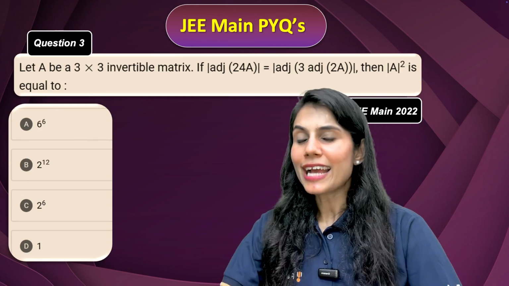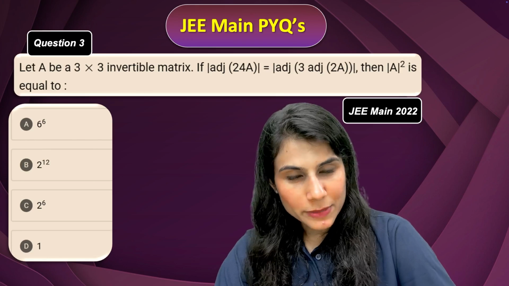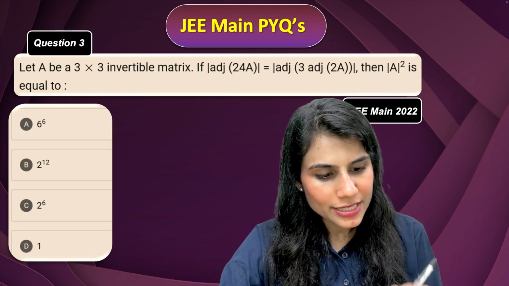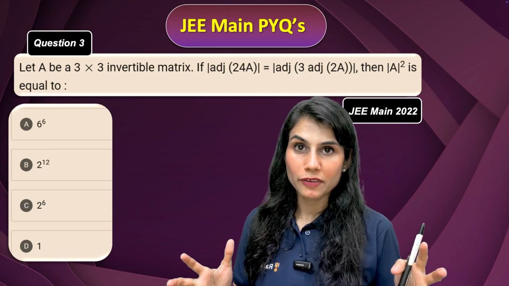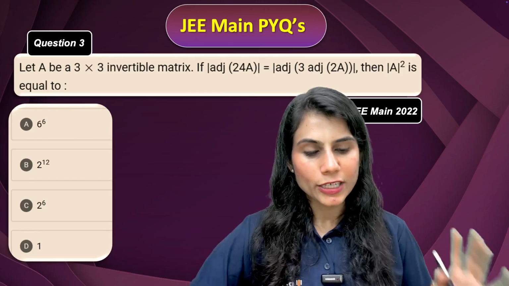Alrighty, let's go attack the last question here. 2022: a 3x3 invertible matrix, that's what A is. If the determinant of adjoint of 24A is equal to, again, another determinant. A very expansive expression is given, as you can see. Determinant of A whole square is equal to what?